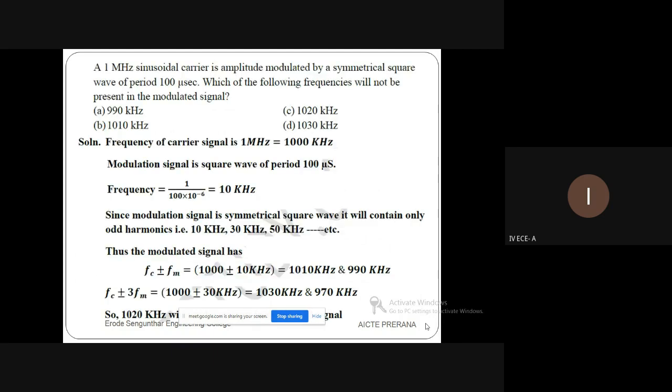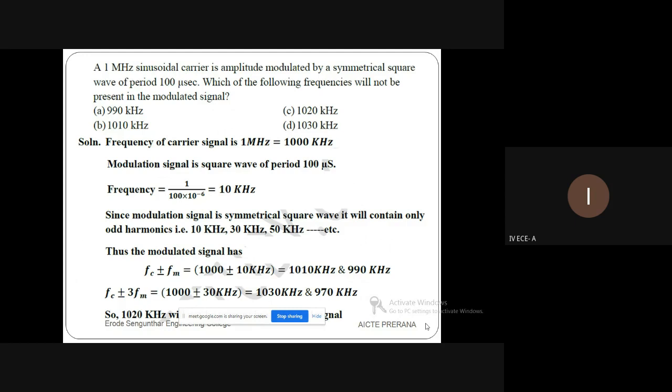Next question. A 1 megahertz sinusoidal carrier is amplitude modulated by a symmetrical square wave of period 100 microseconds. Which of the following frequencies will not be present in the modulated signal? A. 990 kilohertz, B. 1010 kilohertz, C. 1020 kilohertz, D. 1030 kilohertz.